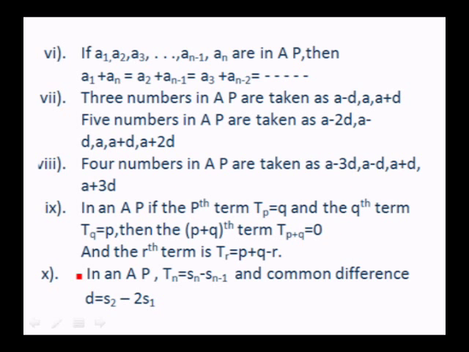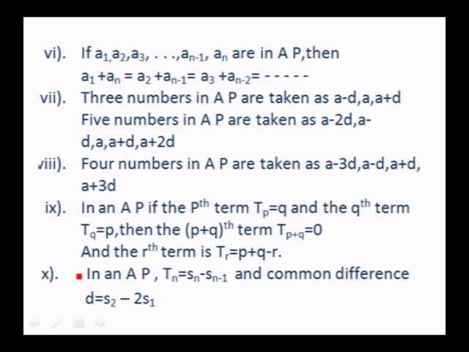Next one, whenever you need to take 3 numbers in an AP, better you take them as A minus D, A, A plus D, rather than A, A plus D, A plus 2D, because it will be helpful to solve the problems whenever the sum is given. Whenever you need 5 numbers in AP, you can take them as A minus 2D, A minus D, A, A plus D, A plus 2D. Suppose you need 4 numbers in AP, then we actually jump. We take the common difference as 2D and not as D: A minus 3D, A minus D, A plus D, A plus 3D, because when you take the sum, it will be 4A like that.